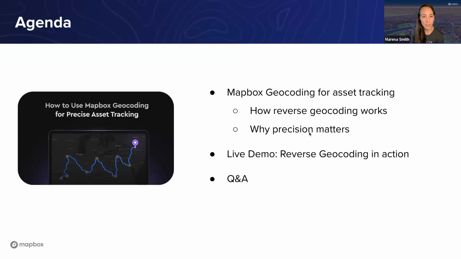First, the agenda for today. We're going to start with Mapbox geocoding in the context of asset tracking, talk a little bit about how reverse geocoding actually works and why the choice of precision level matters in particular for asset tracking use cases. And then we'll switch over to Chris for a live demo of using the reverse geocoding of the Mapbox API in action. We will reserve time for Q&A at the end as well. You're welcome to submit questions at any point through the webinar in the Q&A feature, and then we'll look at them all together at the end of the session.